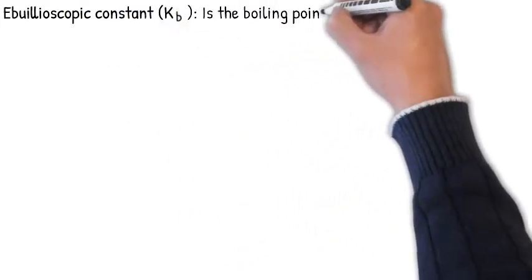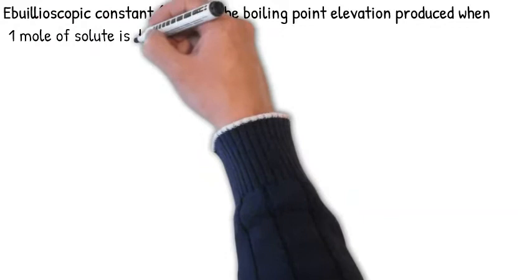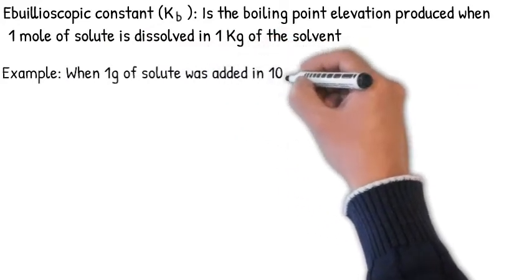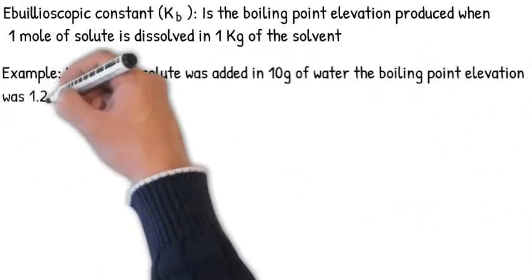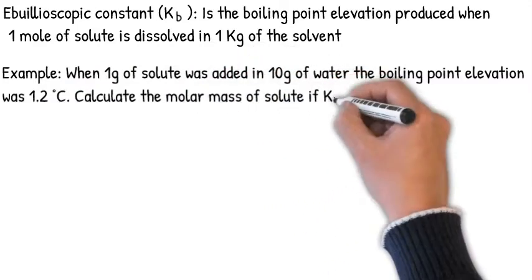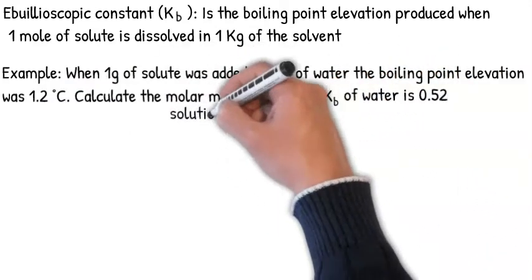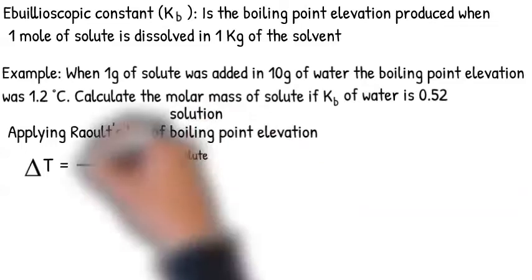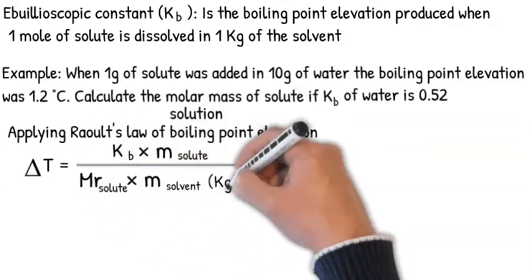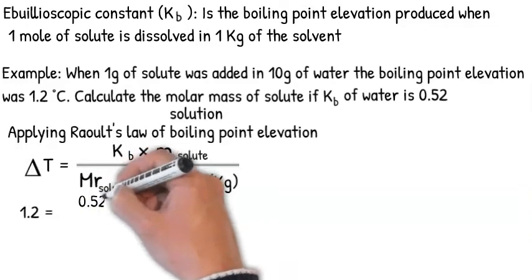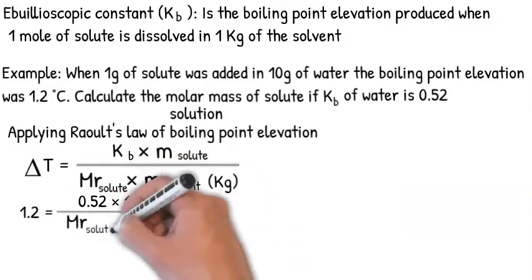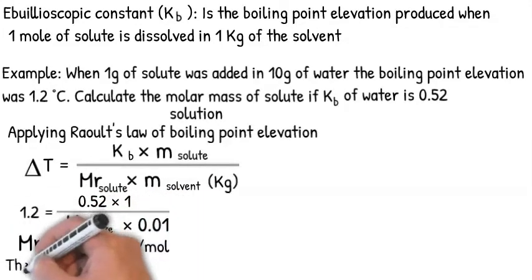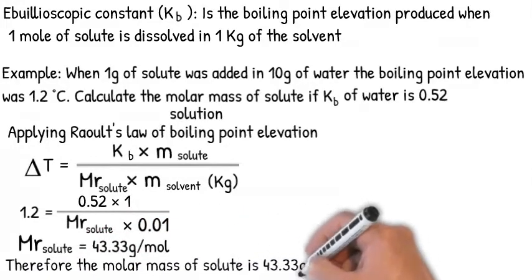The ebullioscopic constant Kb is the boiling point elevation produced when 1 mole of solute is dissolved in a kilogram of solvent. Example: when 1 gram of solute was added to 10 gram of water, the boiling point elevation was 1.2 degrees Celsius. Calculate the molar mass of solute if Kb of water is 0.52. Solution: applying Raoult's law of boiling point elevation, change in temperature equals Kb times mass of solute divided by (molar mass of solute times mass of solvent in kilograms). 1.2 equals 0.52 times 1 divided by (molar mass of solute times 0.01). Molar mass of solute equals 43.33 gram per mole. Therefore, the molar mass of solute is 43.33 gram per mole.